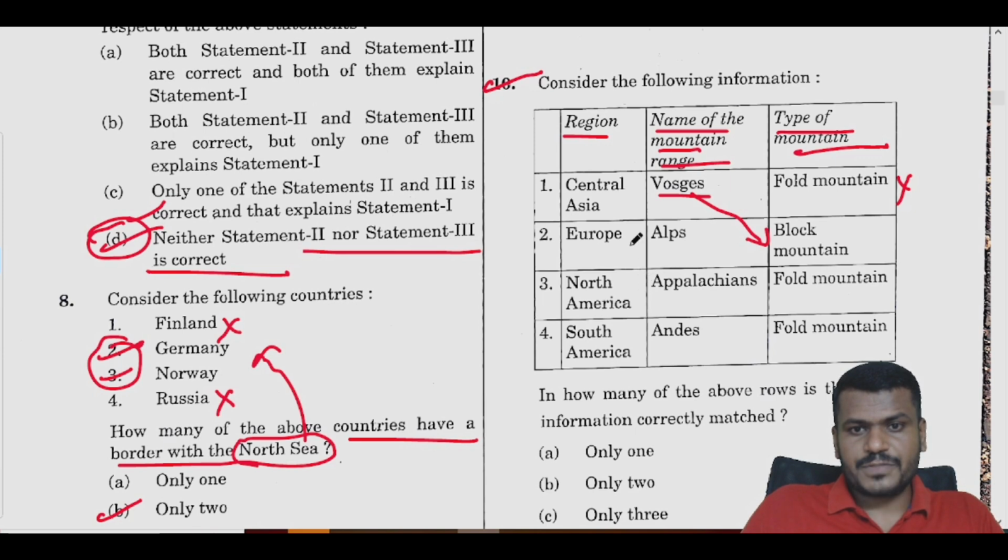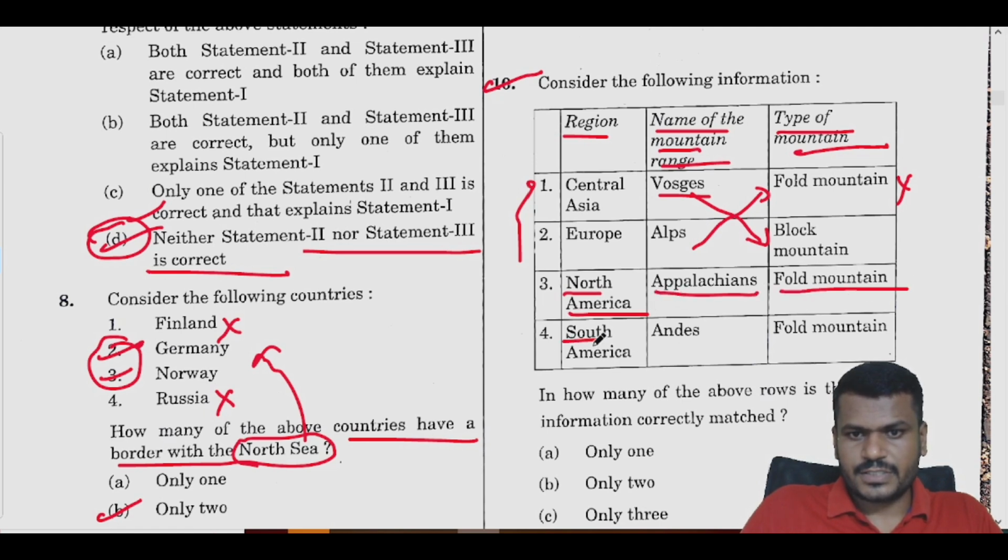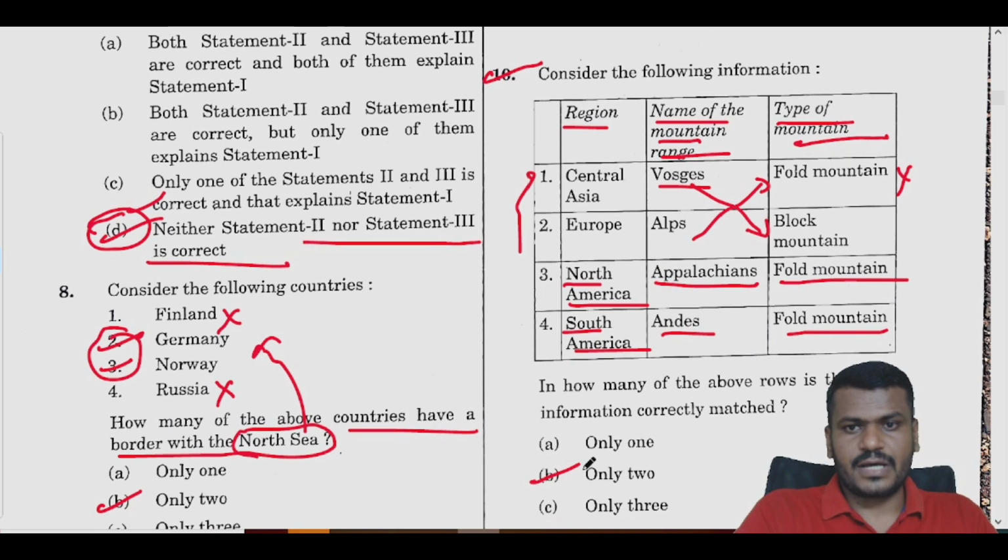Next, the Alps, definitely they are fold mountains, not block mountains. So 1 and 2, if you remove only 2, the rest of the two: North America, Appalachian mountains, fold mountain, correct. South America, Andes mountains, they are also fold mountains, that is also definitely correct, guys. That's why B, only 2 matches are correct.